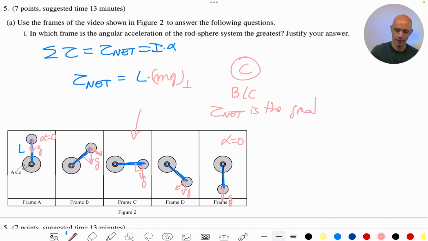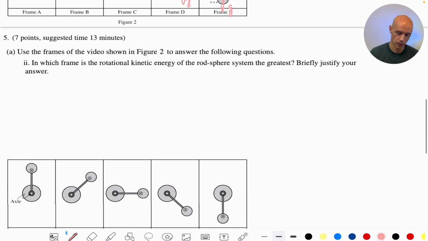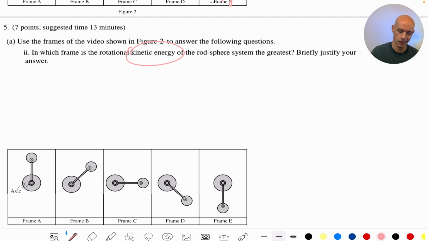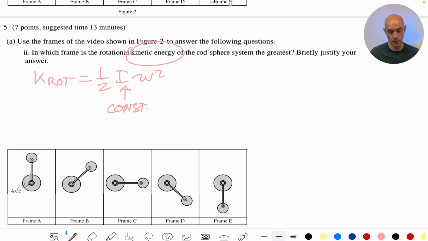And that's it. They want to know that you understand the basics of it, not to compute things. Now, the next question is about the rotational kinetic energy. So we have to use this formula. Now, don't worry about this. This is constant, right? The moment of inertia of this object, we don't know how much it is, but it's constant. Now, omega increases in time.